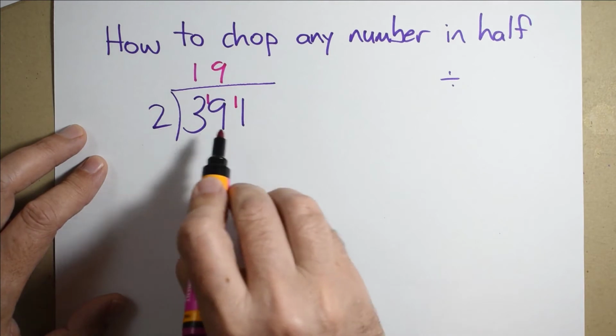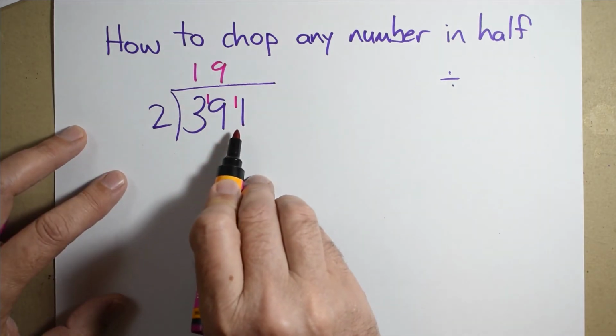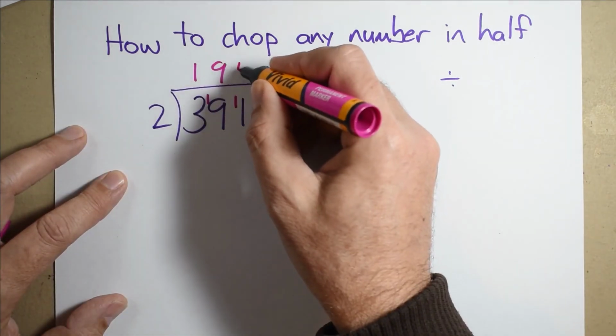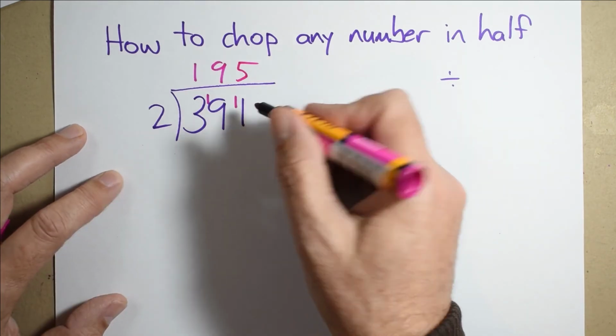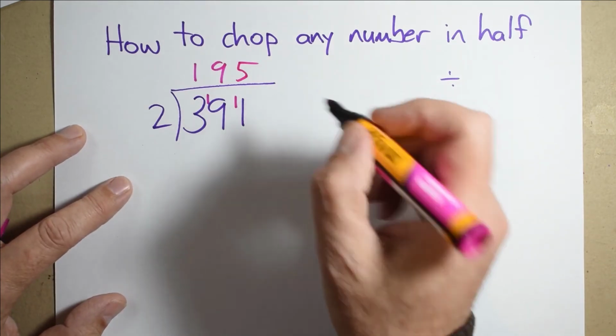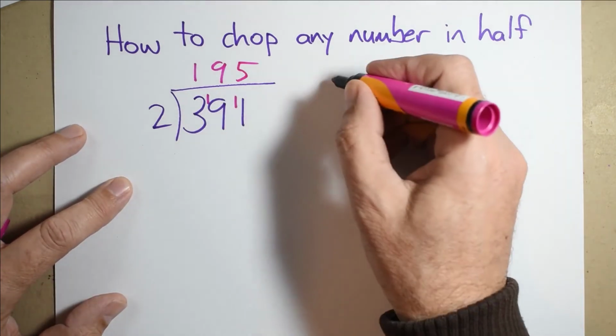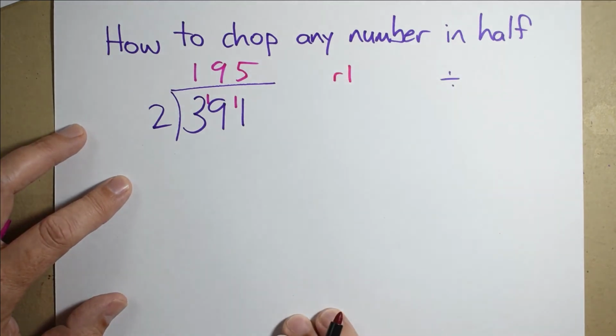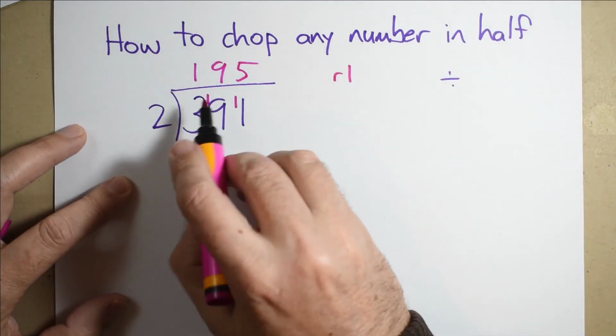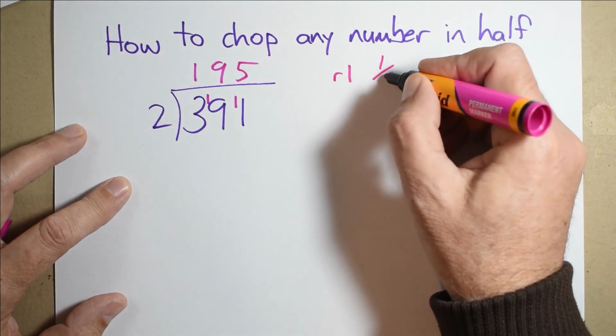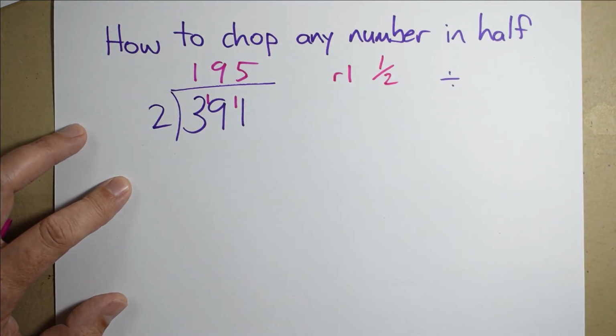How many times does 2 fit into 11? Well, the closest is 10, which would be 5 times. And I've still got 1 left over. Now, you could go remainder 1. That would be a simple thing. Or I could say 195 and 1/2. That would also be true.